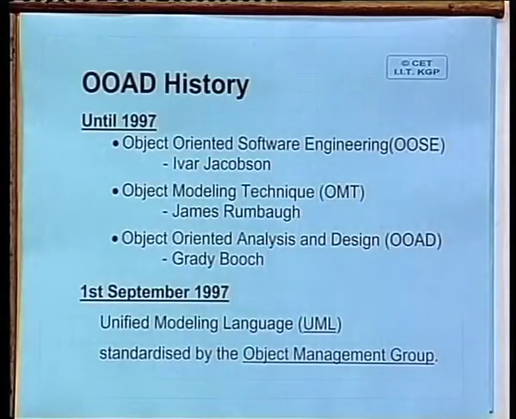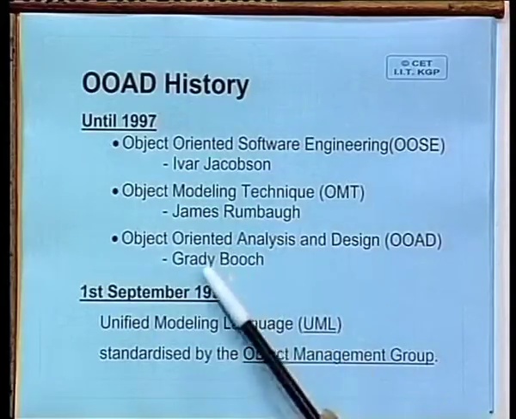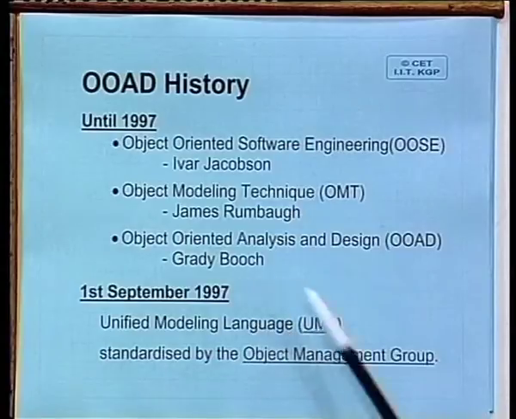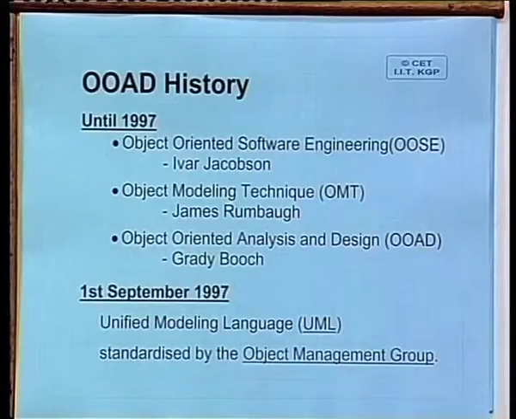Now, during that time, the basic problem that arose was that there were so many methods. For example, we have object oriented software engineering, OOSE, by Ivar Jacobson, the object modeling technique, OMT, by James Rumbaugh, and object oriented analysis and design by Grady Booch, the Booch method. So, you see there were so many methods that people were confused. It is not that they differ too much, there is definitely a lot of commonality amongst all these methods, but nevertheless there are a lot of differences in notations.